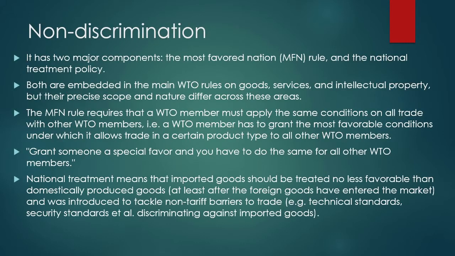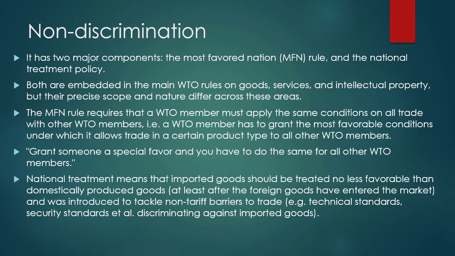In non-discrimination, it has 2 major components: the most favored nation (MFN) rule and the national treatment policy. Both are embedded in the main WTO rules on goods, services, and intellectual property, but their precise scope and nature differ across these areas. The most favored nation (MFN) rule requires that a WTO member must apply the same conditions on all trade with other WTO members.